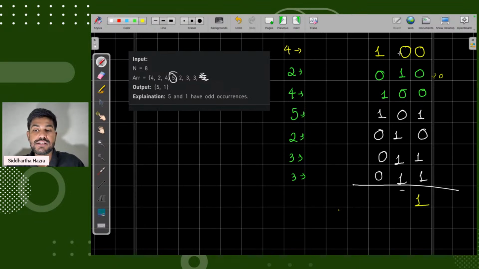Now 0 XOR 1 is equal to 1. 1 XOR 0 is equal to 1. 1 XOR 0 is again equal to 1. 1 XOR 1 is equal to 0. 0 XOR 1 is equal to 1.